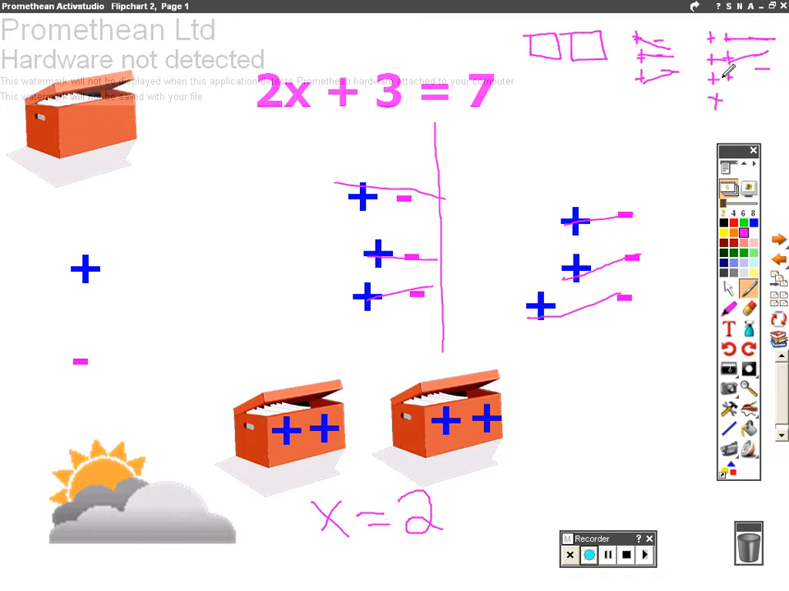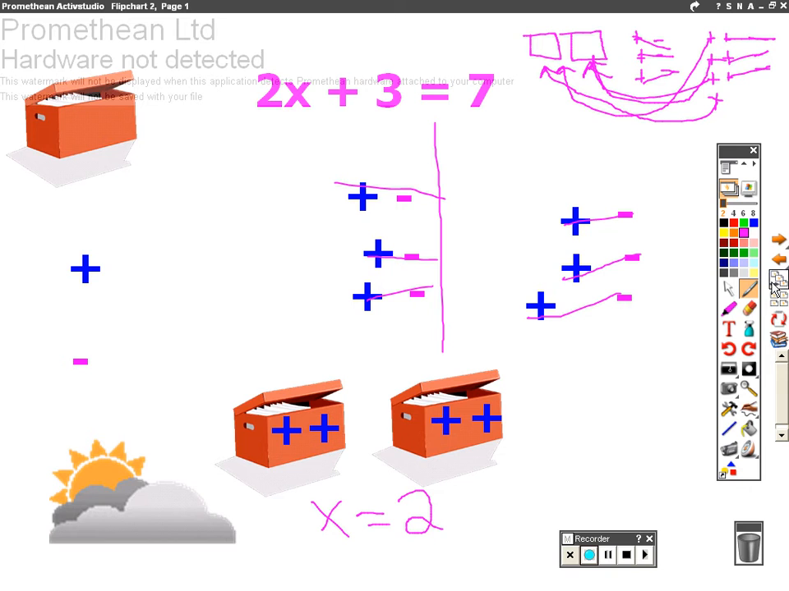Cancel, cancel, cancel, and then you would draw arrows. So this one's going to go to this box, this one's going to go to this box. This one's going to go to this box, and this one's going to go to that box. Okay? So I have 2 arrows to each box.